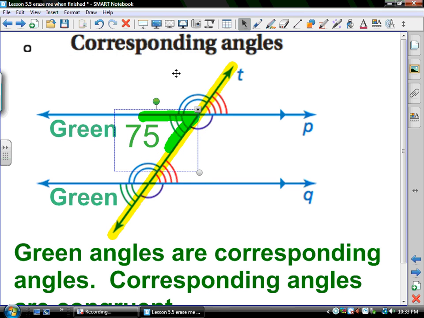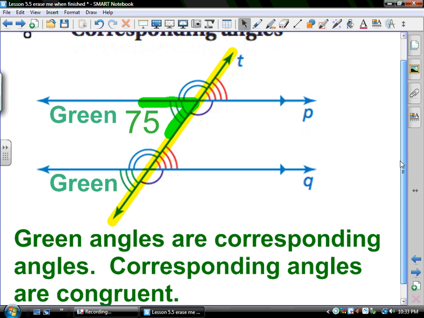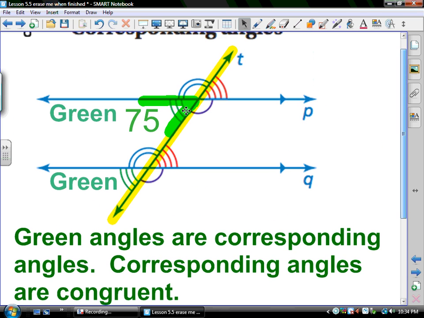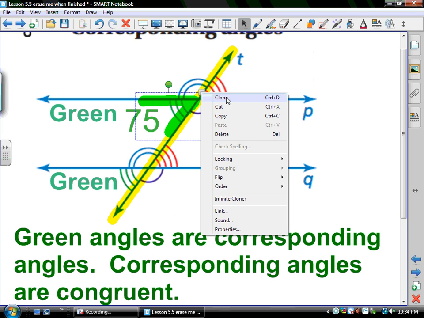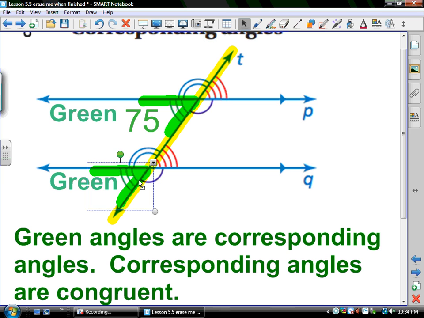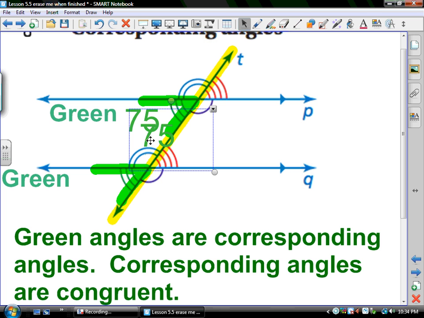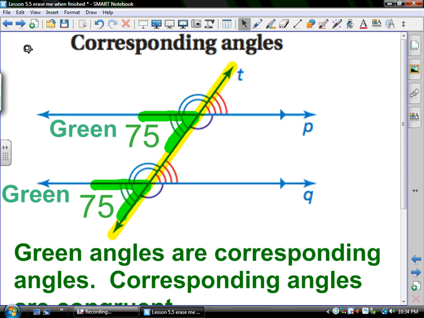So by definition, the transversal makes what kind of angles? Good job, boys and girls. Corresponding angles that are what? Oh, you're so smart. You're going to shred the FCAT. Congruent. Corresponding angles. Congruent. Congruent means equal or the same. So both of my green angles here are going to be 75 degrees.